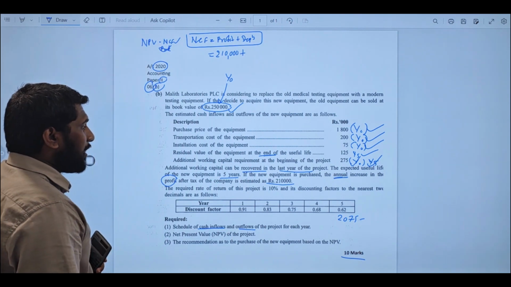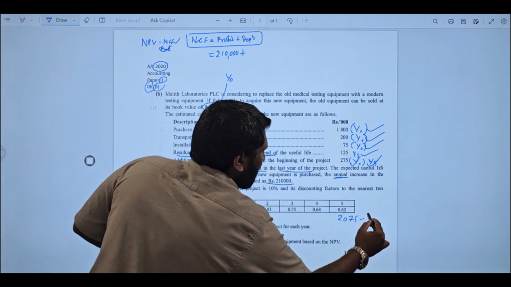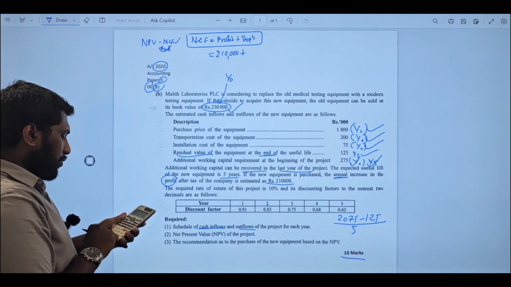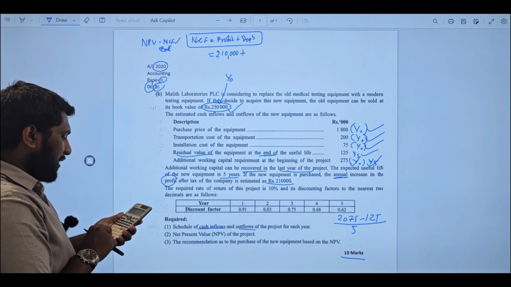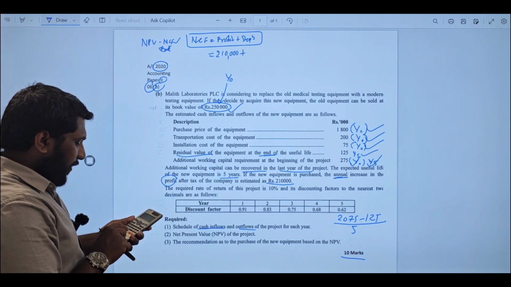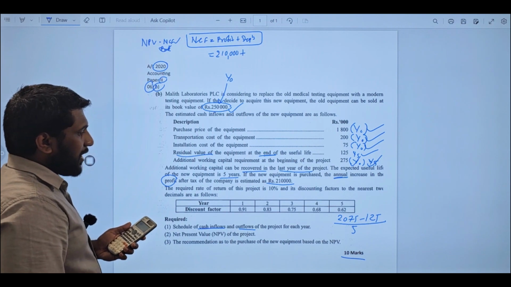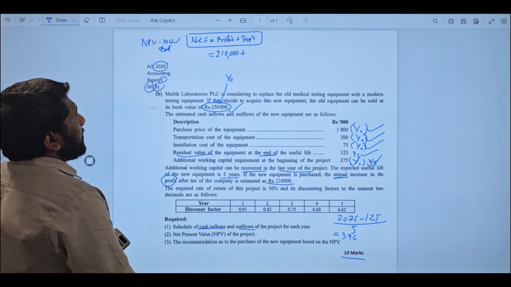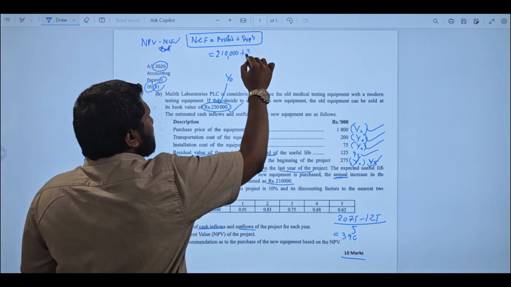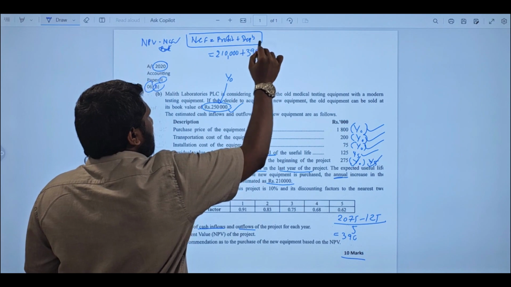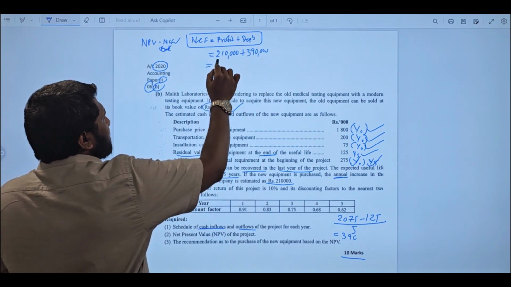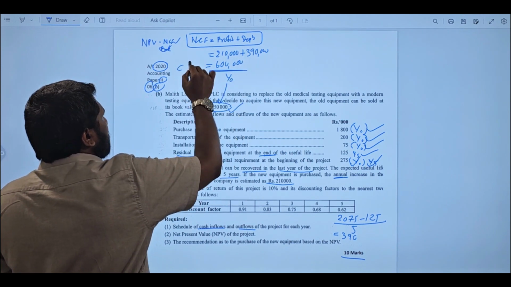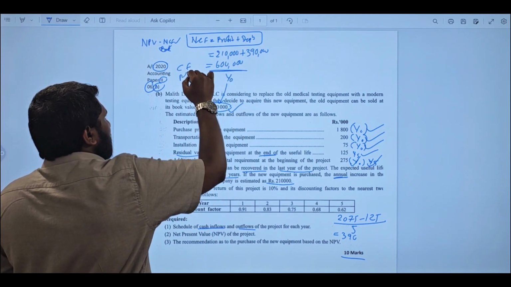We will call it the residual value, it is 125. Useful life of the asset is 5 years. Then 2075 minus 125, 1950, divided by 5. So the value that I am getting is 390,000. So this is the depreciation per year, which is 390,000. Then the value that I am getting is 600,000, which is the cash flow each year. Net cash flow from the operation per year.